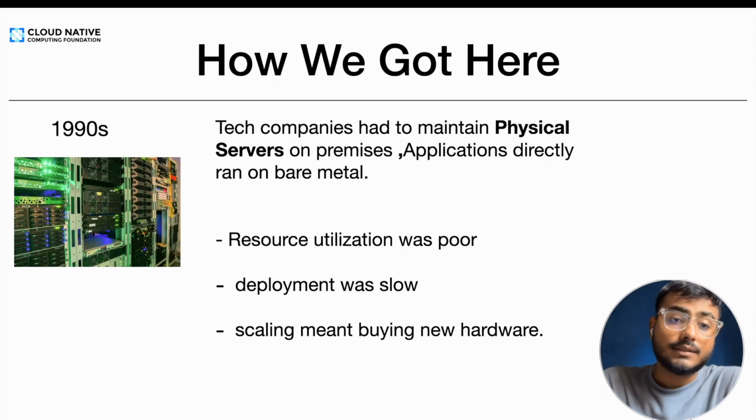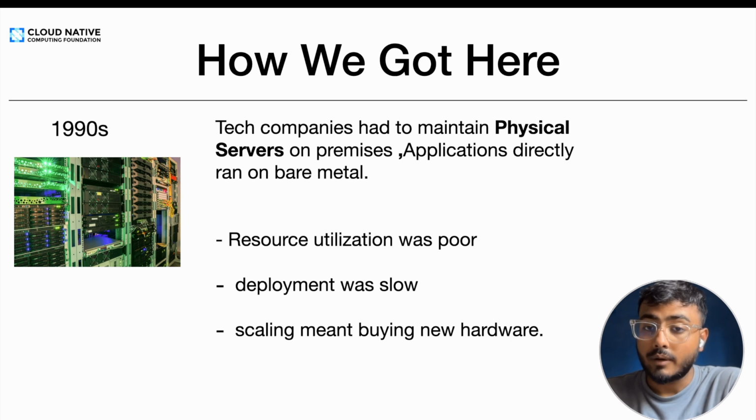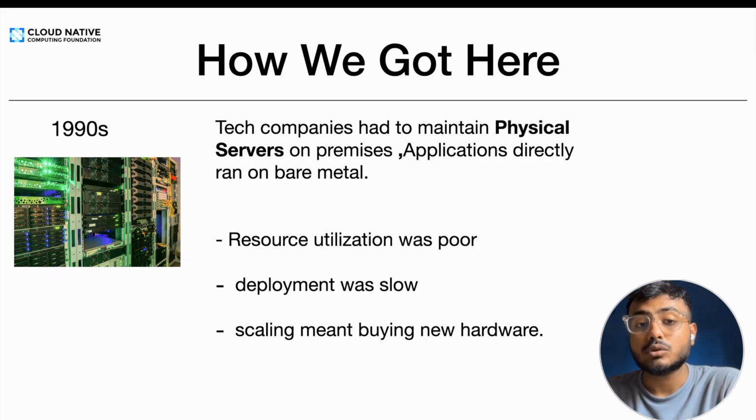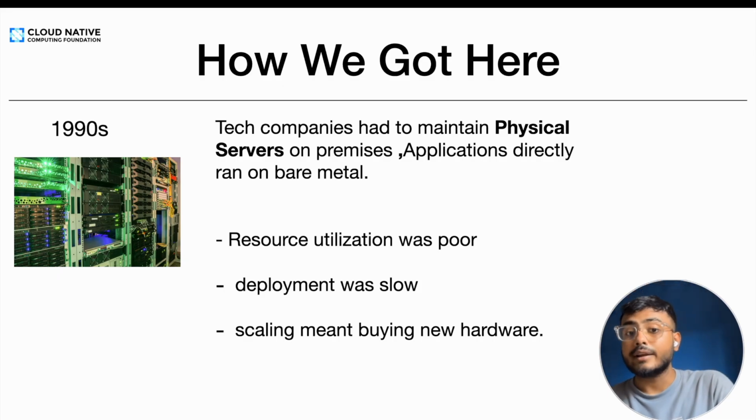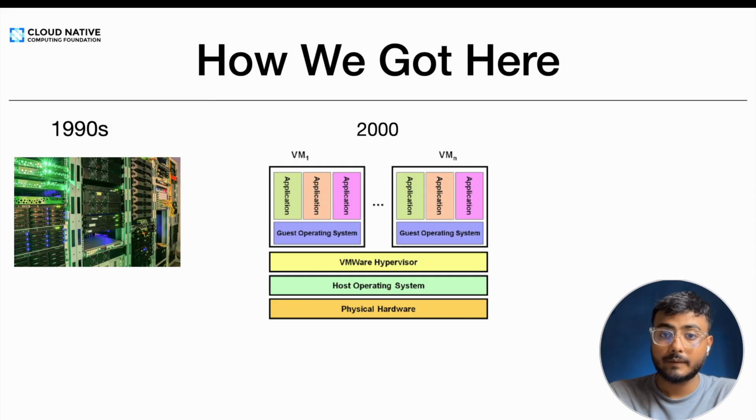So in the 1990s, tech companies had to maintain their own physical servers on premise, and everything would run directly on bare metal. Mostly monolithic applications back then used to run on bare metal. We can immediately see the problems that could have arisen: the resource utilization ratio was really poor, deployment was slow, and scaling meant buying new hardware.